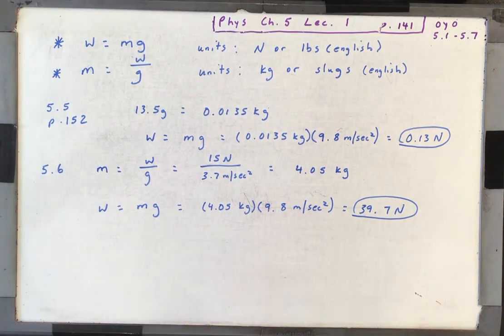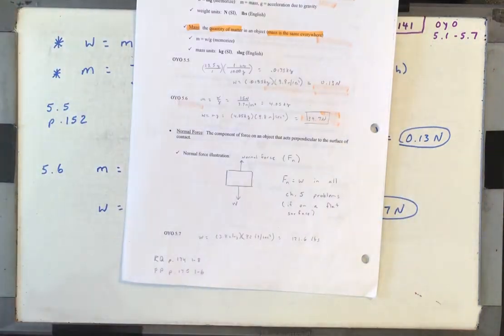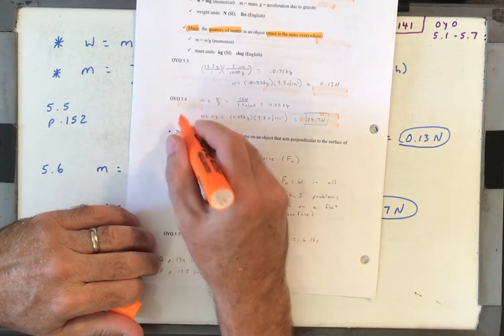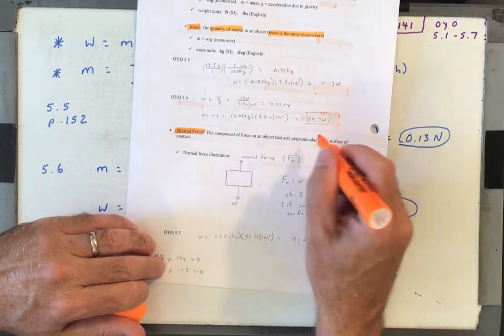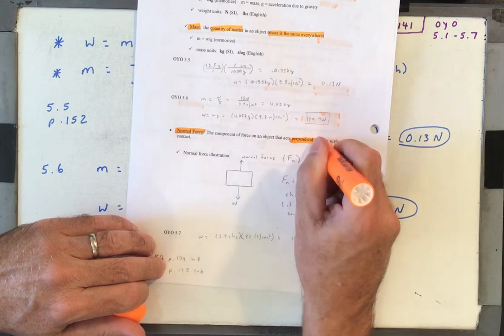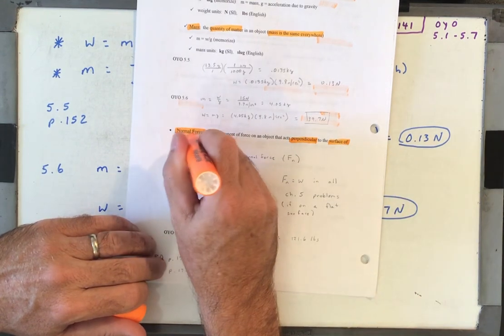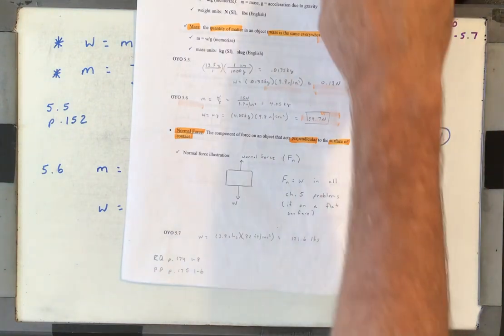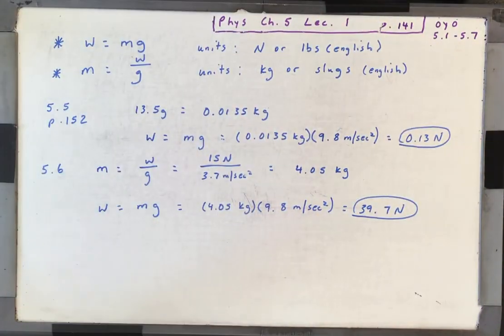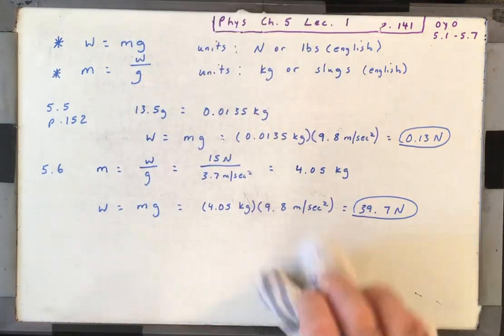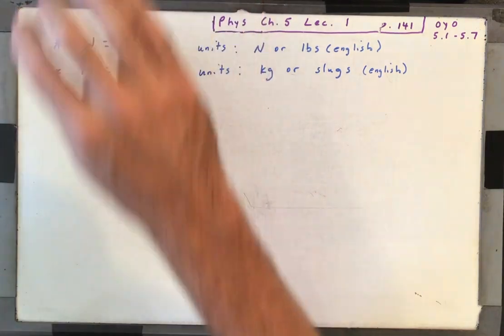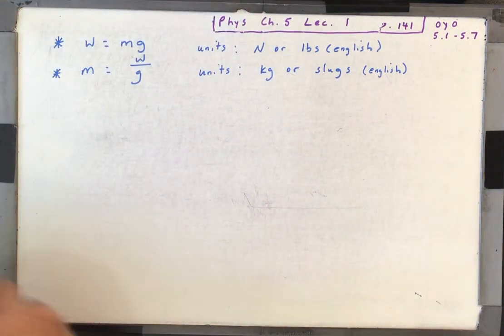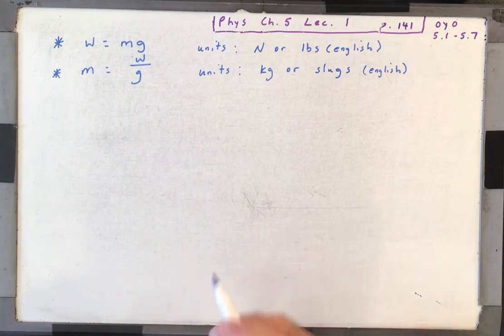So our last concept on the notes is called the normal force. So this is just the last concept for today's lecture, the normal force. The component of force that acts perpendicular to the surface of contact. Okay, so in this chapter we're not going to use any angles. We'll do that in chapter 6. But let me go ahead and erase this, and we'll draw out the normal force illustration. So let's go ahead and use our box.